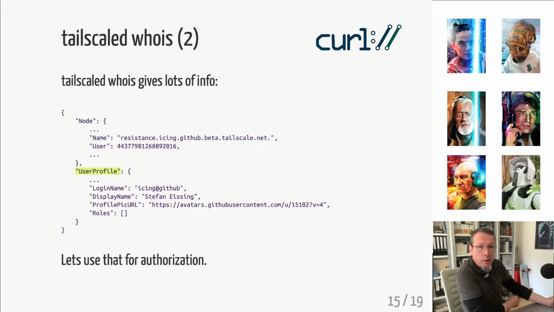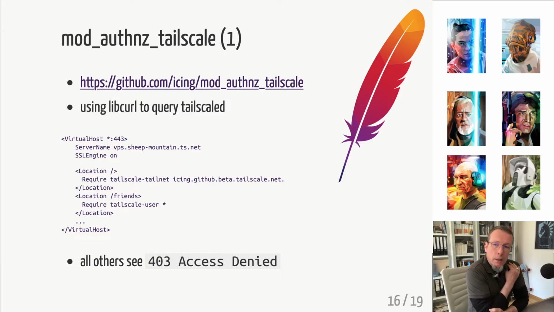So now we can see, when someone contacts our Apache server, who is behind this connection. Either someone outside of Tailscale networks, or we know who inside the Tailscale network is connecting. And I wrote a little module, mod_authnz_tailscale, which is available on GitHub. And that uses libcurl to contact the local Tailscale daemon and ask for incoming connections, like, who is behind this?